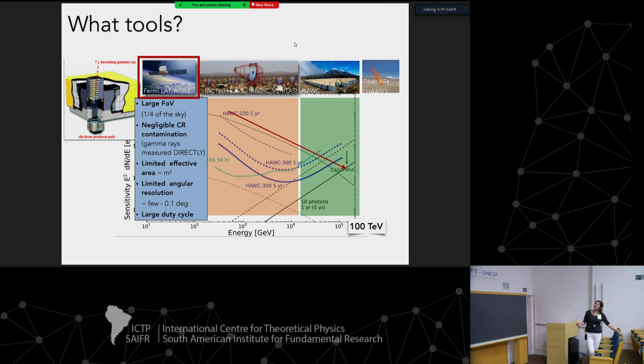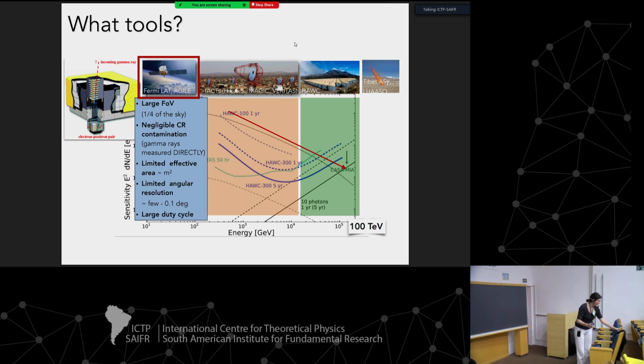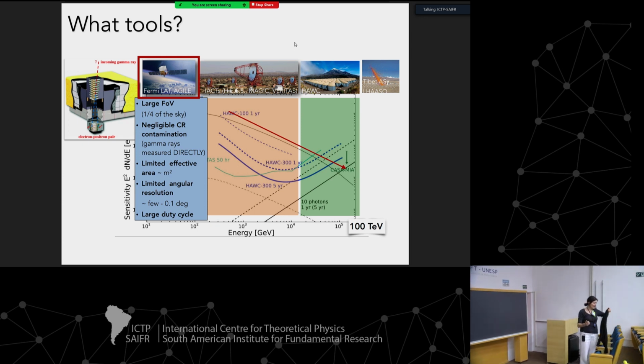So what is relevant for Fermi, for these energies? This will determine a little bit the analysis strategy later when we look for dark matter. For Fermi, again, as Franz was saying, you have a large field of view, so you see the whole sky, basically. But what is very important is that here you have quite negligible cosmic ray contamination. So why is that? Again, for every 10,000 protons, you have 1 photon. So you have to cut this background horribly.